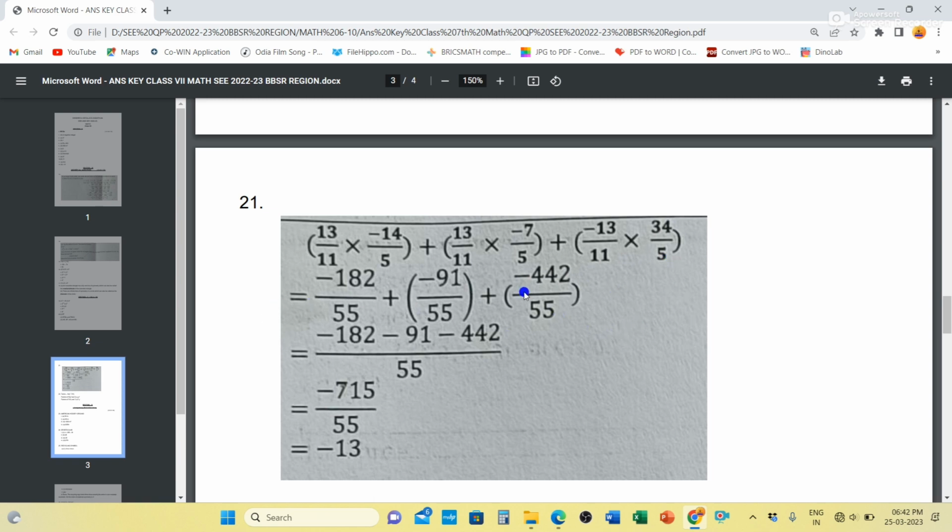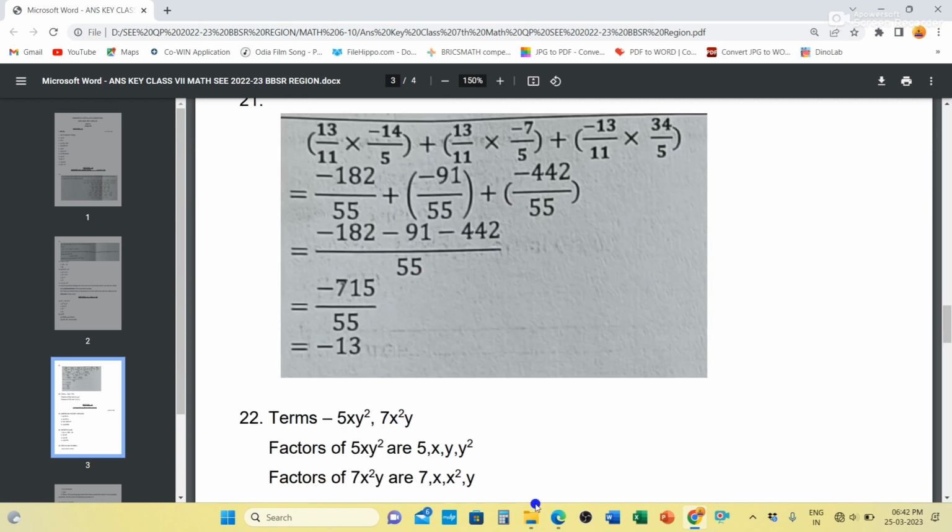Now you will add all the fractions. So your LCM will be 55. Here all these are like fractions, so you will simply add the numerators. So minus 182 minus 91 minus 442 by 55. It will give minus 715 by 55. That will give minus 13.